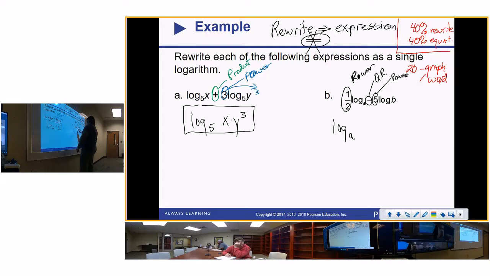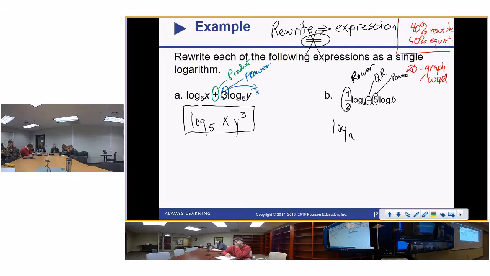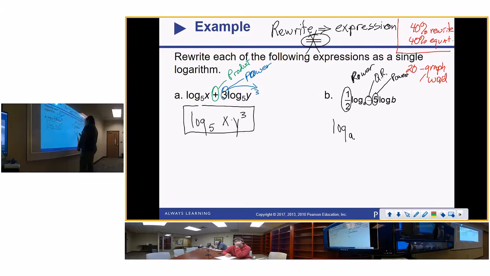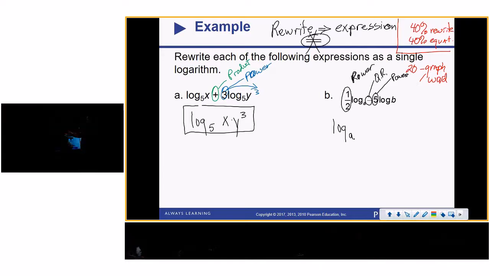They should have another number here. I'm going to use X. That should be an X right here. I don't know what they're doing, but you can't just have log of 1. I guess they're saying it's log of 1. I don't know, but there should be something right here. They must have made a typo.